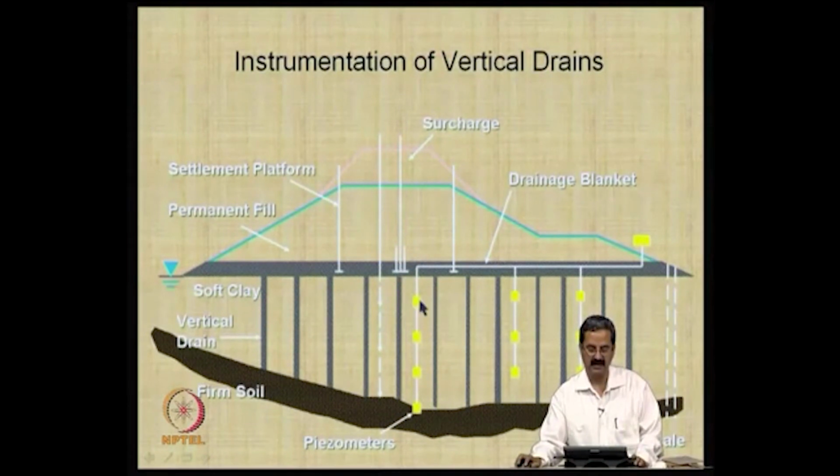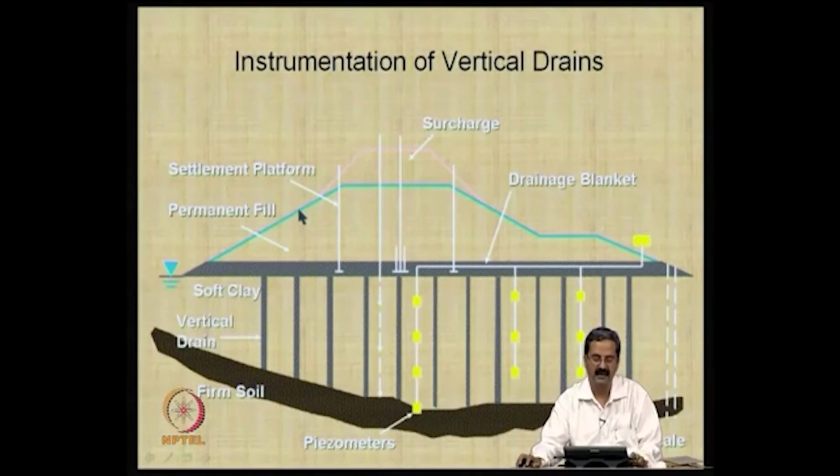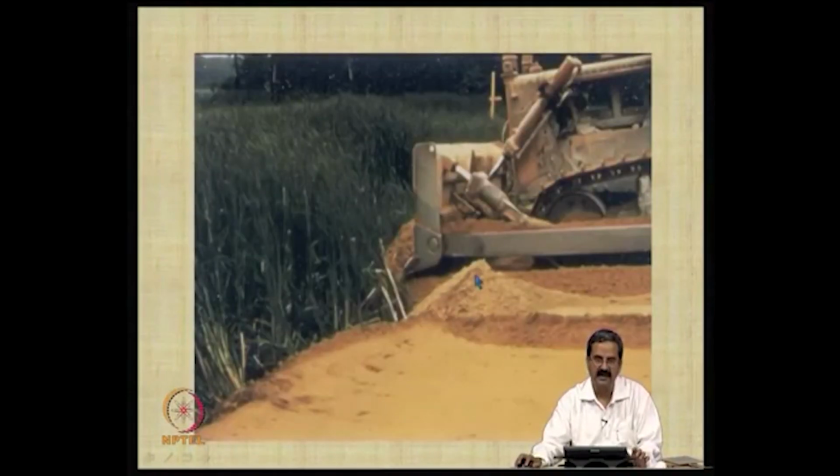So, measure the settlements and pore pressures, put one more layer of compacted fill or sand, and keep on putting it, even the surcharge also. Monitor for at least 1 year, 2 years, at least 1 year, because it is one full season, and it will give good information. This is how we do that, and this is a typical construction.